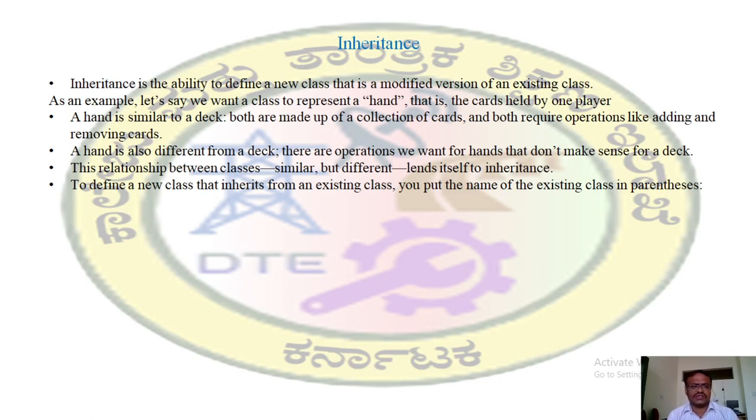As an example, let us say we want a class to represent a hand, that is the cards held by one player. We want to represent a class called Hand, that is the cards held by one player. A hand is similar to a deck.